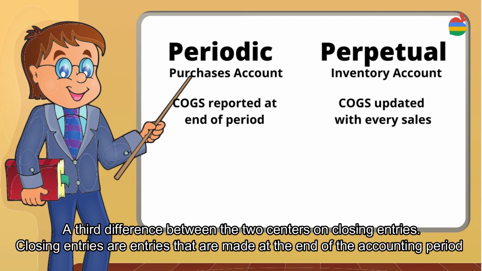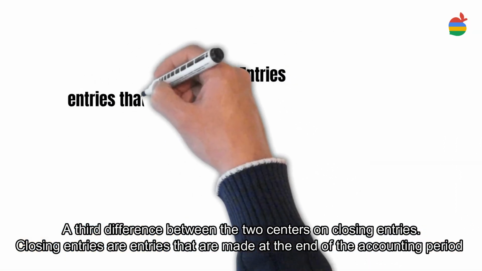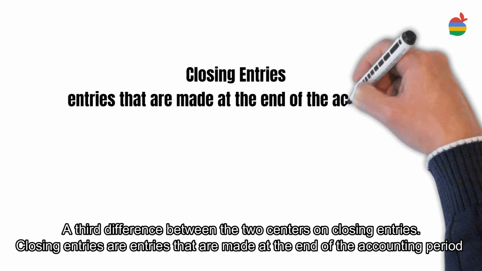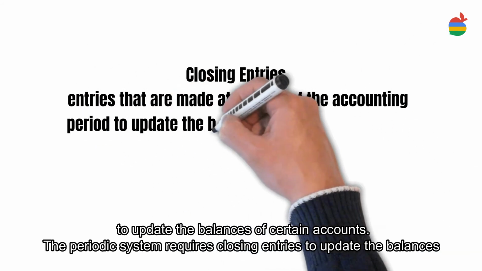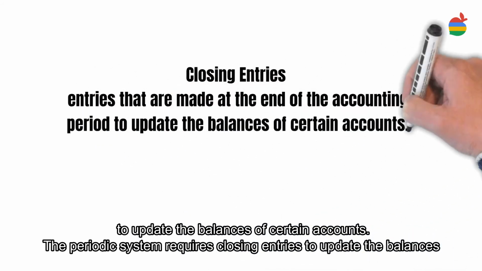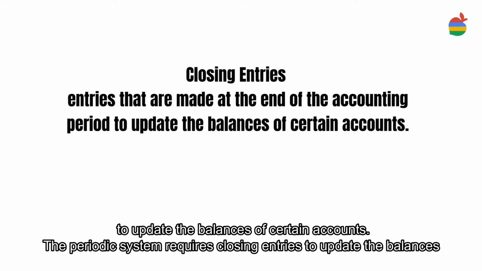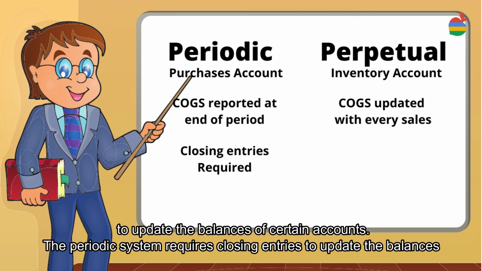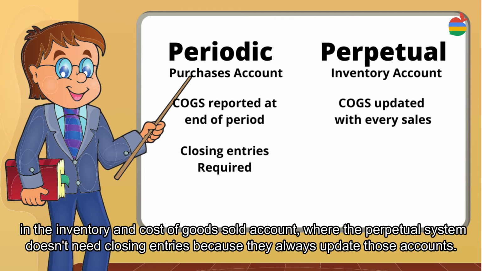The third difference is closing entries, which are the entries that are made at the end of the accounting period to update the balances of certain accounts. The periodic system requires closing entries to update the balance in the inventory and cost of goods sold accounts, whereas the perpetual system doesn't need closing entries because it always updates those accounts.